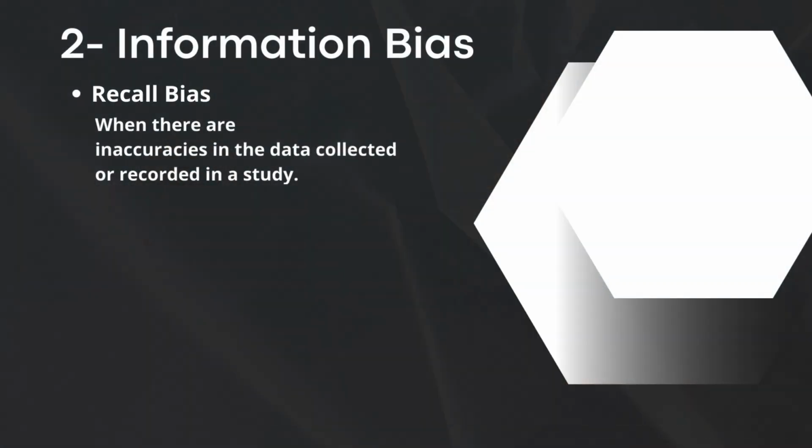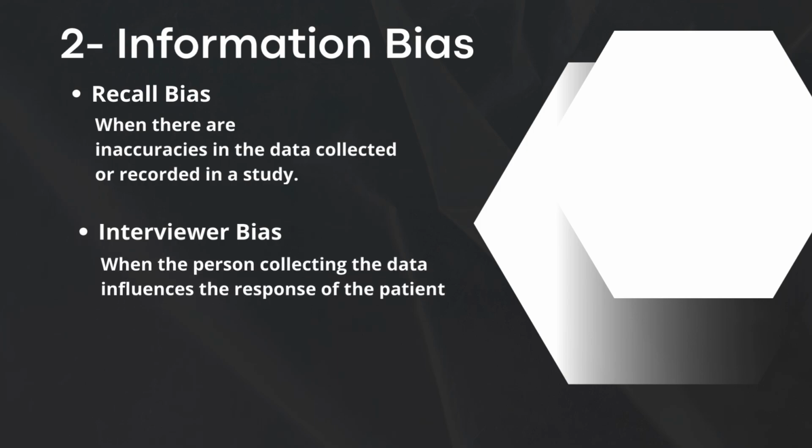The second type of this information bias is called interviewer bias, and this happens when the person collecting the data influences the responses of the patient, either intentionally or unintentionally. And this can occur through leading questions or even body language that suggests a preferred answer.